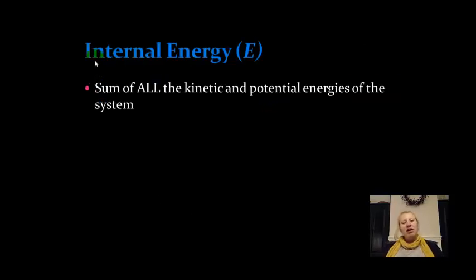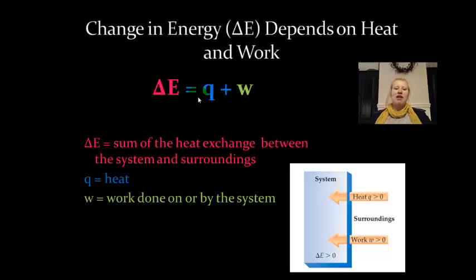So, we call this internal energy of a system E, the sum of all the kinetic and potential energies of the system. And this change in energy that we're going to be studying in chemical reactions depends on both heat, Q, and work, W. So if we want to monitor the change in energy, remember energy can only be transferred two ways, through heat or through work. So if we're finding the change in energy, the sum of the heat exchange between the system and the surroundings, we are going to have to take into account both Q and W.